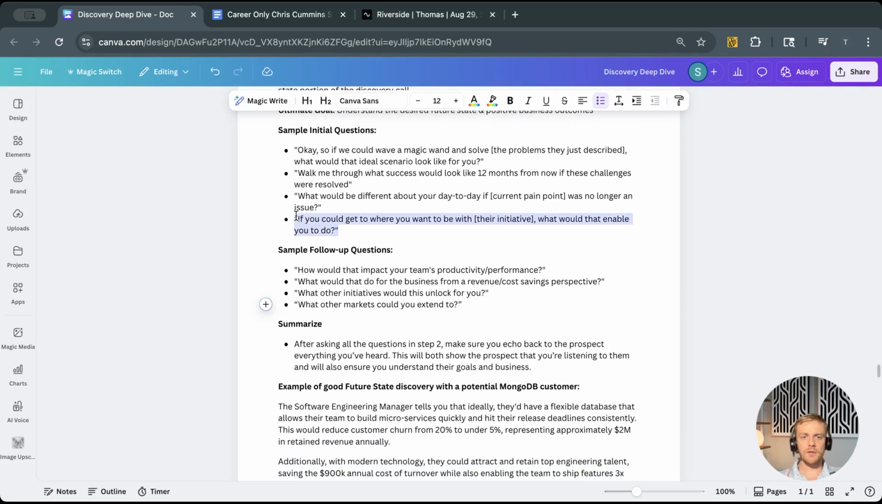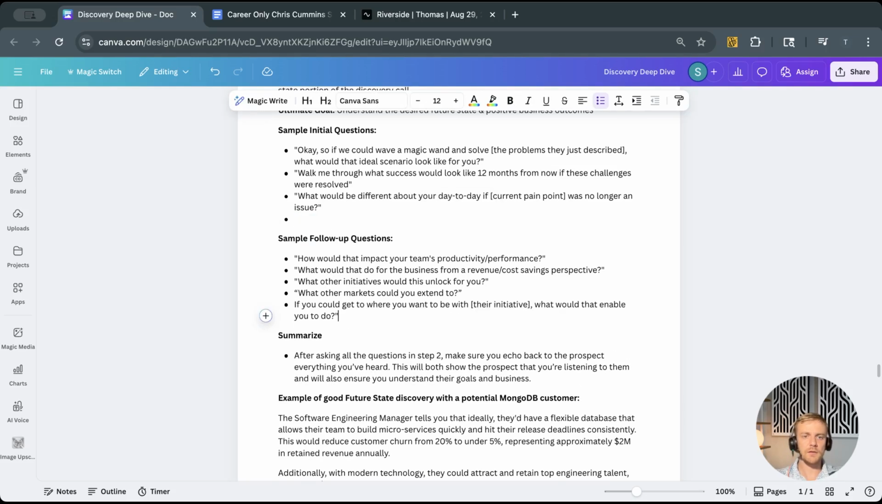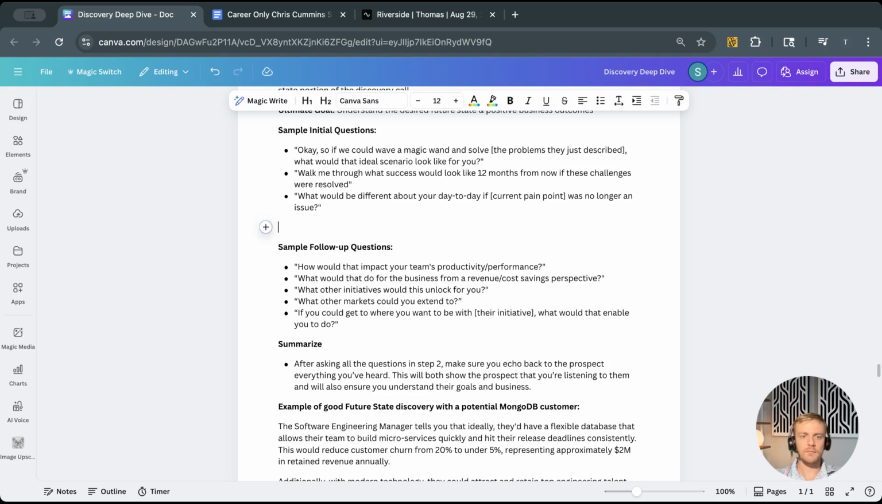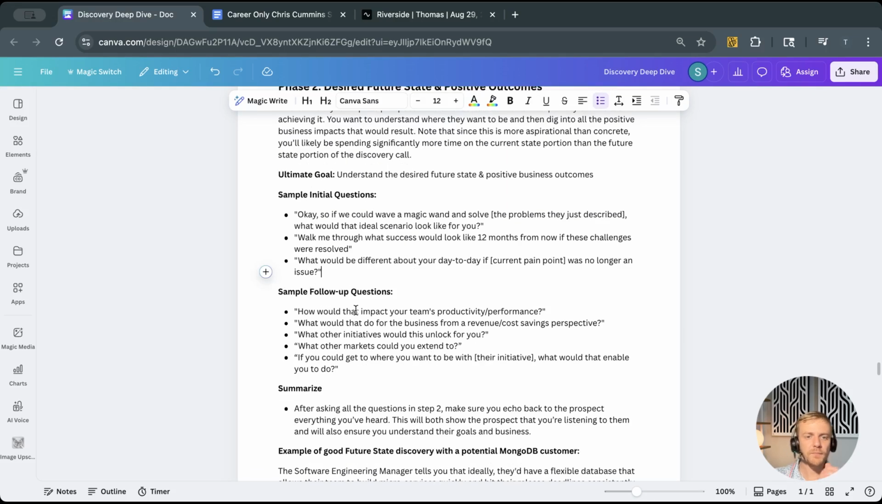Honestly, this might actually be supposed to be, as I read that, it should probably be here, because I'd say their initiative is more of their future state.